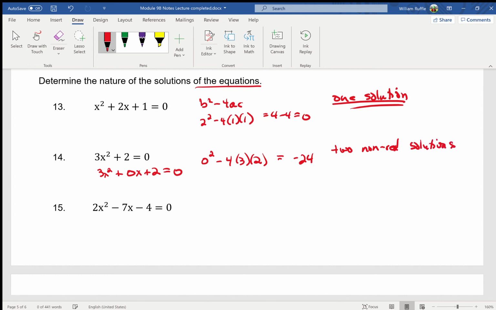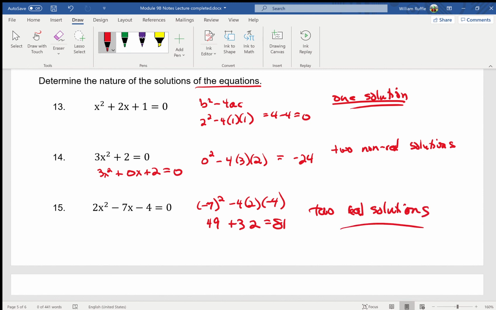And basically what you're going to do on these questions, they're going to have a multiple choice and you guess which one it is. Well, don't guess, just do the work here. All right, so you can almost guess this is going to be a positive one. But now, b is negative 7, so I got to square it, minus 4 times 2 times negative 4. So that's 49. Now negative times a negative, so that's going to be plus 32. And so I get 81, so this is a positive number, so I get 2 real solutions.